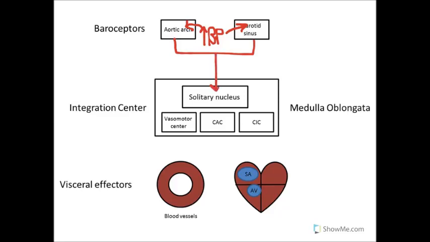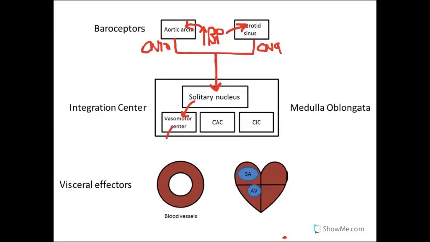Now remember, we're dealing with cranial nerve number 9, monitoring the carotid sinus, and cranial nerve number 10, monitoring the aortic arch baroreceptors. The sensory information goes to the solitary nucleus, which is going to send information to the vasomotor center. And the vasomotor center here is going to carry out some changes. Now, the blood pressure is too high, and we want to lower this pressure.